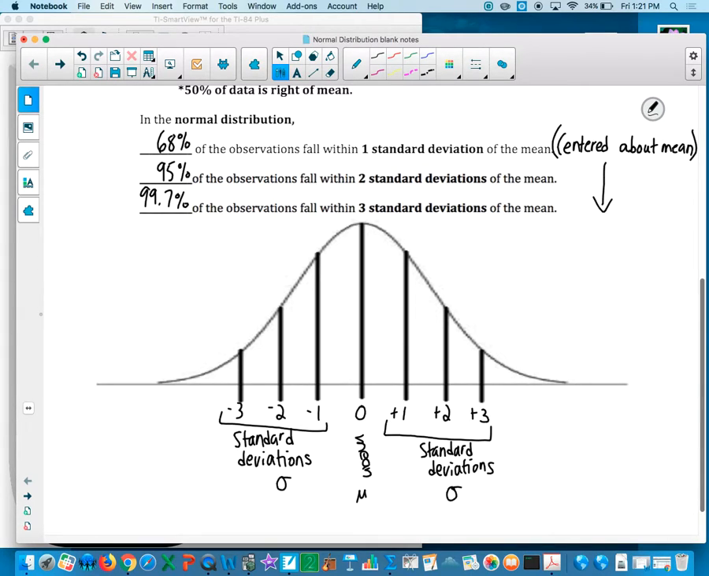So if the first standard deviation is 68% and we cut that in half, we're going to get 34 and 34. And then the rest of the breakdowns go as follows: 13.5, 2.35 in the next one, and then the last is going to be 0.15%.